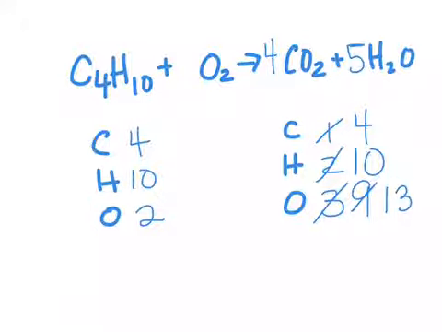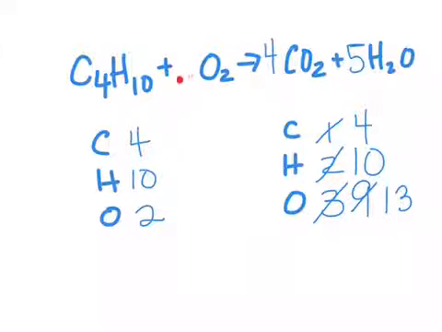Now I need to go about doing my oxygens. If I have 13 oxygens on my right and only 2 oxygens on the left, this is where I can now use a decimal as a coefficient, just to help me with my balancing. I can't leave it as a decimal because coefficients aren't to be decimals, they're to be whole numbers, but in the interim I am going to use a decimal.